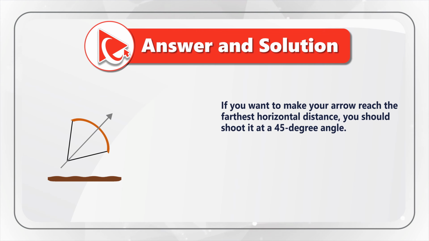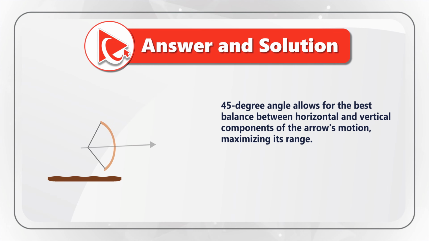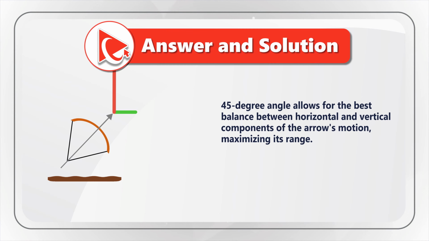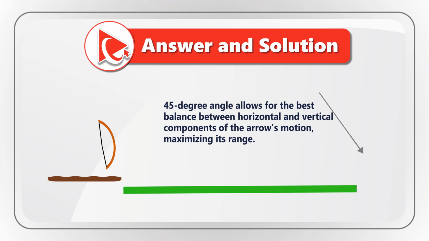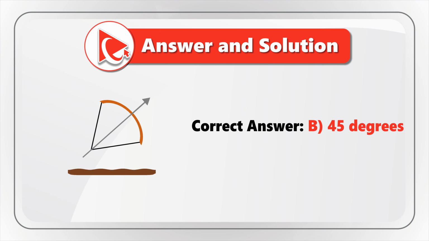If you want to make sure your arrow reaches the farthest horizontal distance, you should shoot it at a 45-degree angle. A 45-degree angle allows for the best balance between horizontal and vertical components of an arrow's motion, maximizing its range. So the correct answer here is choice B, 45 degrees.